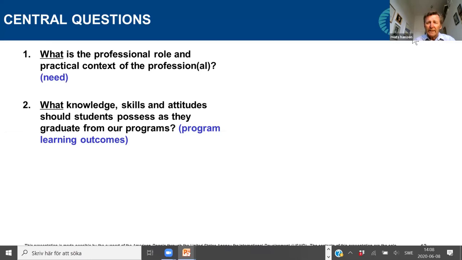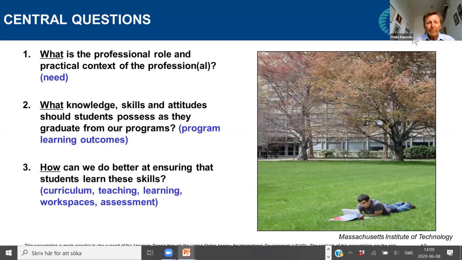I think that's great. But it's necessary to always also see if you can improve, because the world changes all the time, especially now with the corona. So many different actions are taken in different parts of the world to be creative and innovative to solve problems that are coming up by the disease. And also, how can we do better ensuring that the students learn these skills?